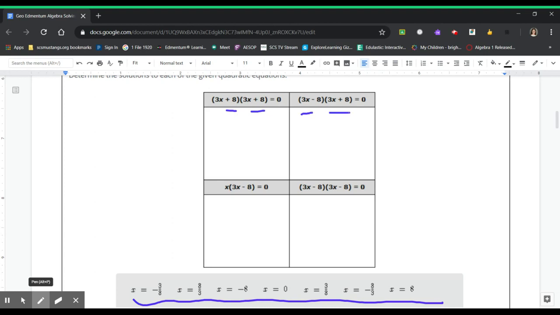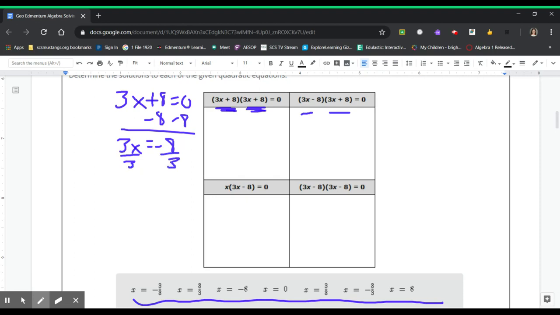I'll work out this one with you. If you notice, this one right here has the same exact binomials being multiplied twice. So if we take that factor and set 3x plus 8 equal to 0 and solve by subtracting 8, 3x is equal to negative 8, divided by 3, x is equal to negative 8 thirds. Now if you do the same thing for this one, you get the same exact answer.